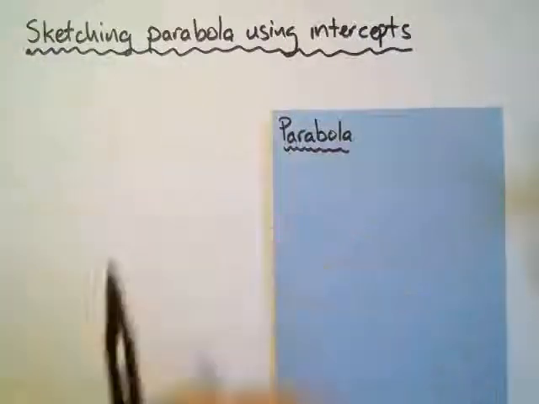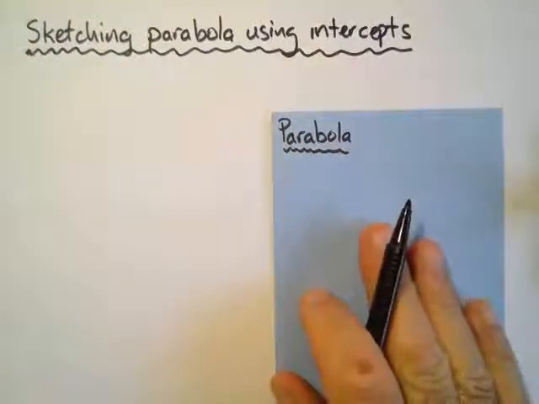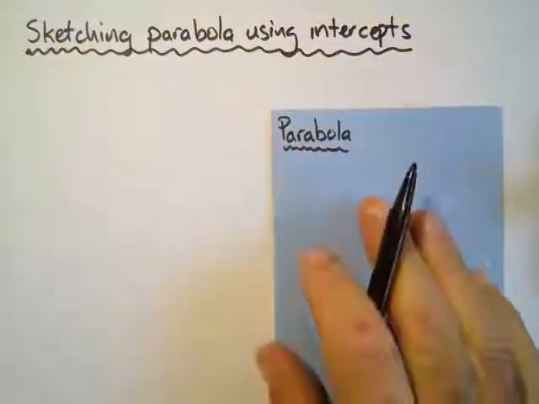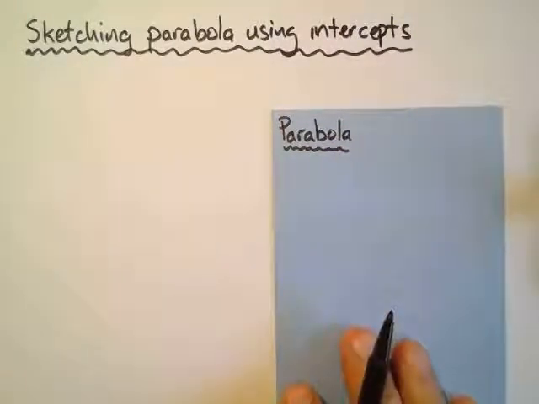Sketching a parabola using intercepts. Now I'm going to use this to make us a little checklist, a little step-by-step thing of what we need to do, and over here I'm going to explain where it comes from.